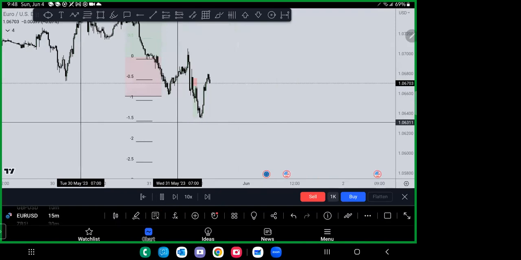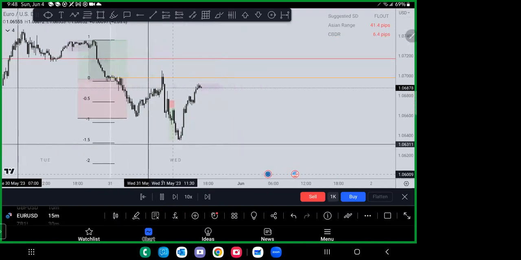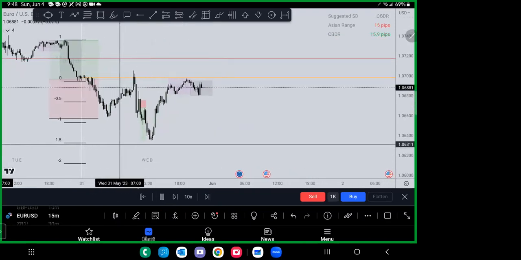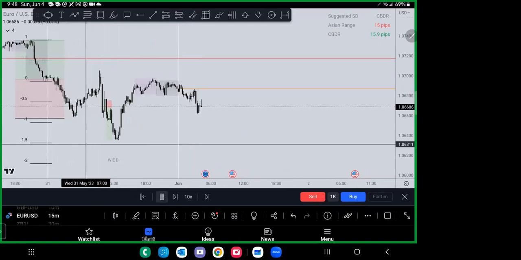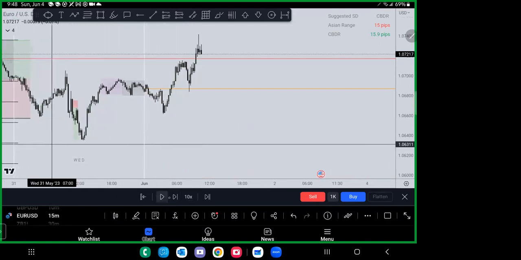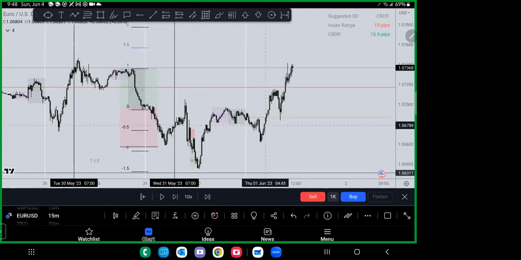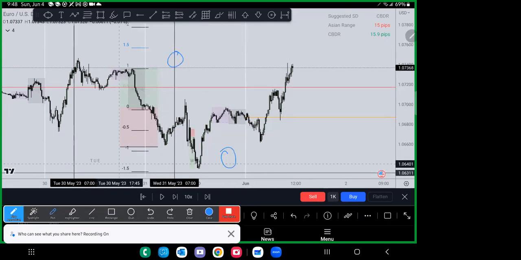Let's progress through the week. And then after this, we'll look at maybe 1 or 2 more from last week, and then we'll talk about balanced price ranges. So same idea. We should be seeing this range. Price closes the inefficiency. Gonna run out stops.